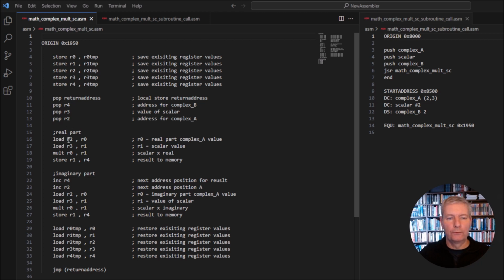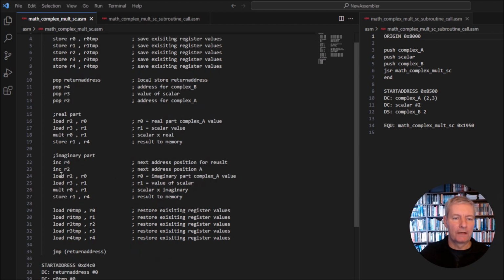We're then going to work out the real part. So we load R2 into R0. So it means that R0 is going to have the real part of the complex number. So it's going to have this number 2. We then load R3 into R1. So R3 contains the scalar quantity. So we're loading the value of 2 into R1. When we multiply them together, we're multiplying the 2 times the 2, and then we store it in the address R4. So that has worked out the real part of the multiplication.